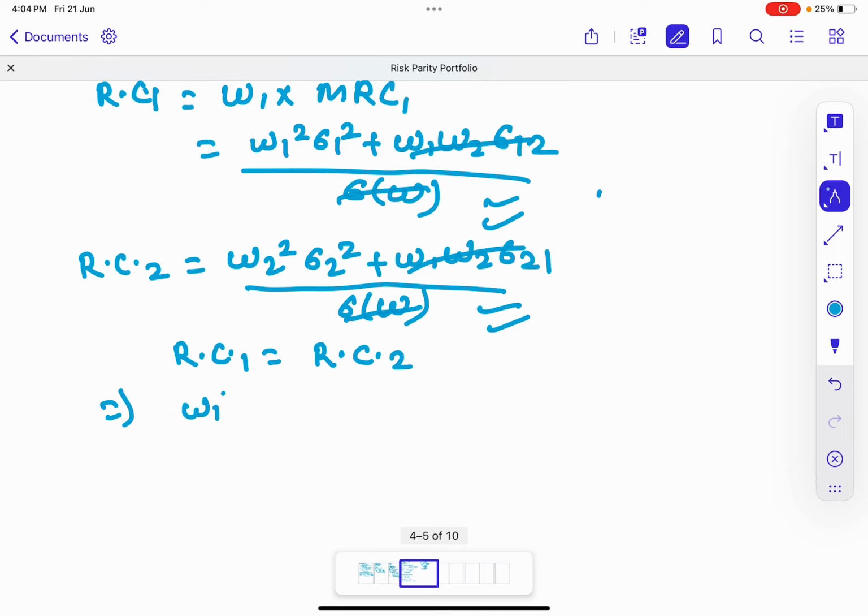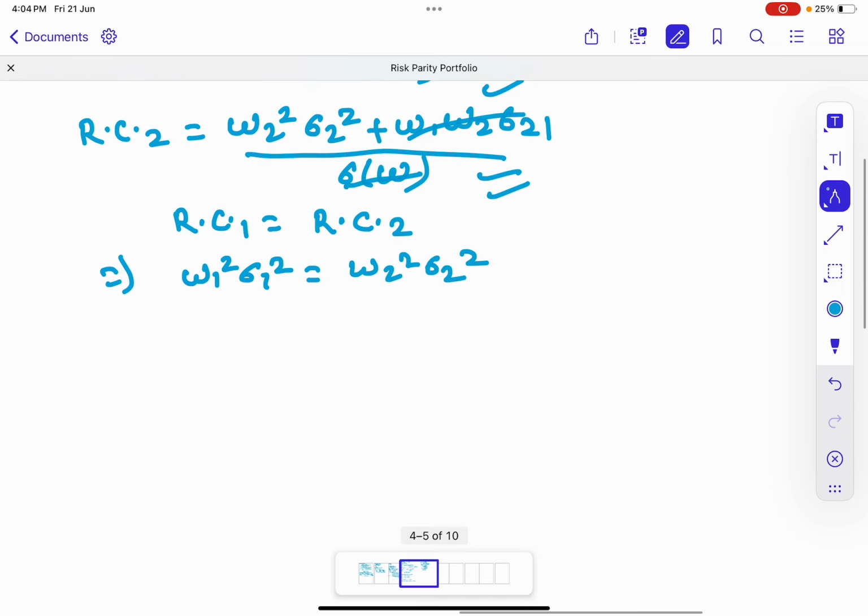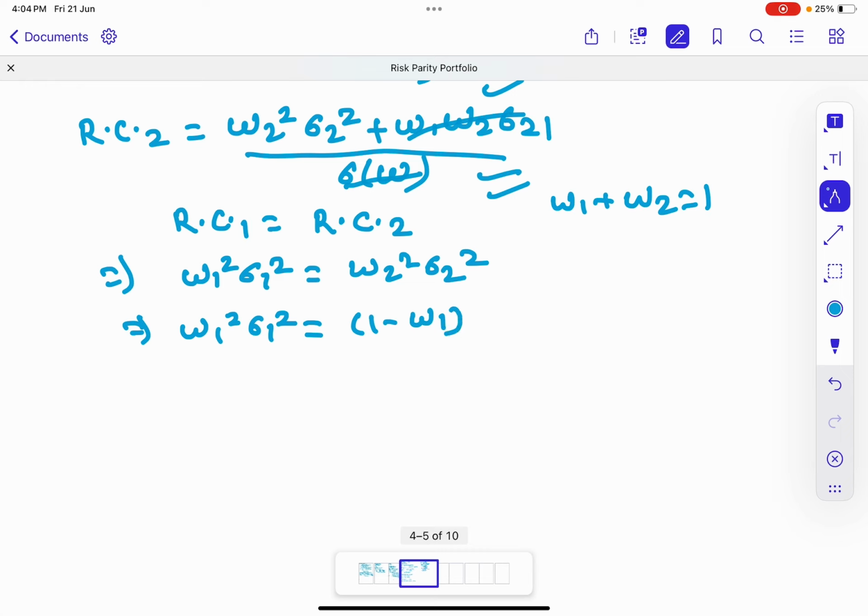So what do we get? w1 square sigma 1 square equals w2 square sigma 2 square. Now there are only two assets, so w1 plus w2 should be 1, because the sum of all fractions should be equal to 1. So w1 square sigma 1 square will be equal to (1 minus w1) square sigma 2 square. From here, your task is to find the expression for w1.